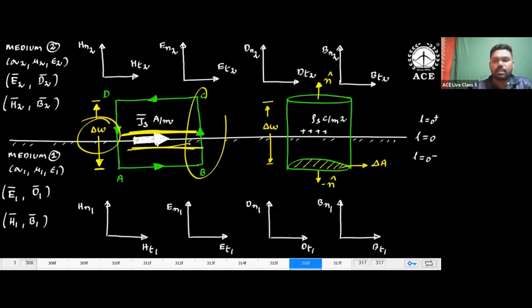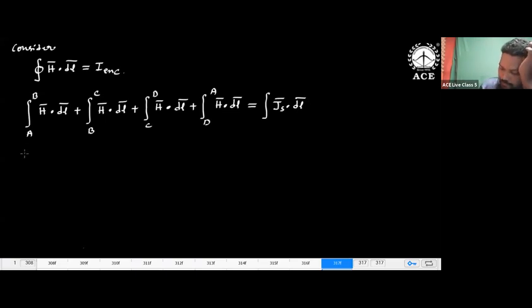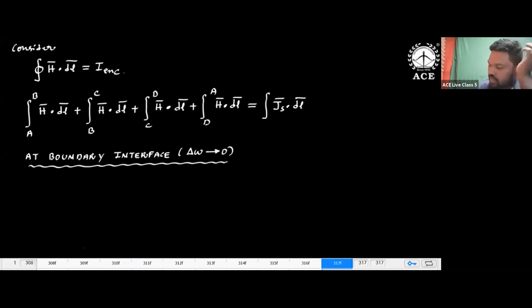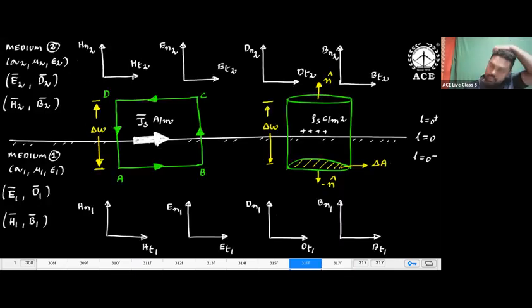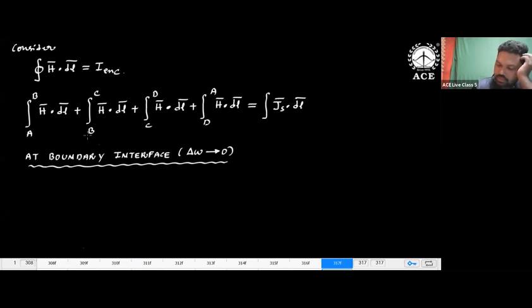So what happens at the media interface or boundary interface? What happens at the boundary interface? Side tends to 0, delta W tends to 0. So which integrals will go to 0? The integral B to C will be 0 and the integral D to A will be 0.